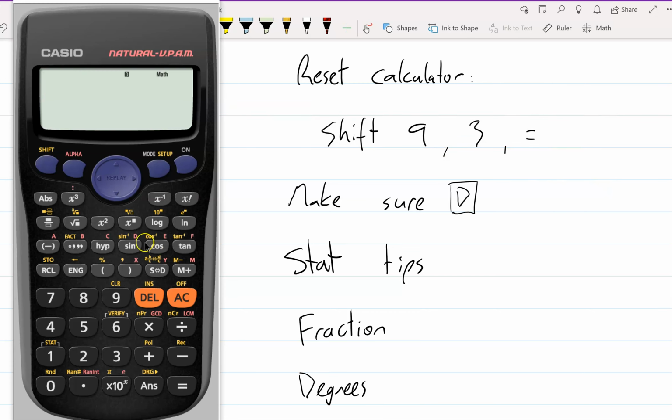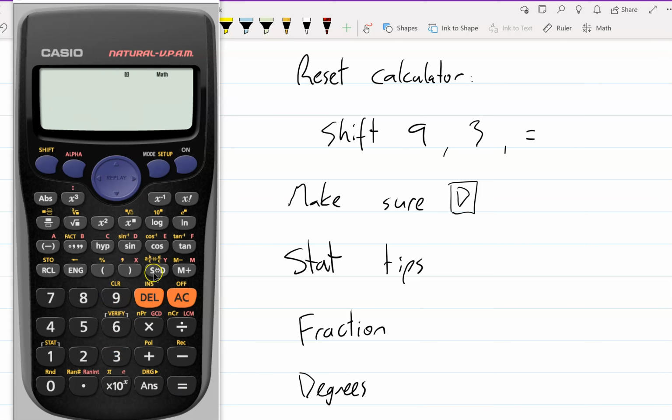Press Shift, then press 9. See how it says CLR, Shift, so clear. Then we're going to clear all, I'll say yes, and go equals. That resets the whole calculator back to normal. So if you're unsure, like it's doing something weird, that's a nice quick way to get it back to being all nice and fresh. So that was Shift, 9, clear all, done.